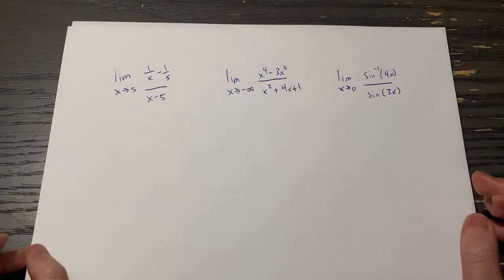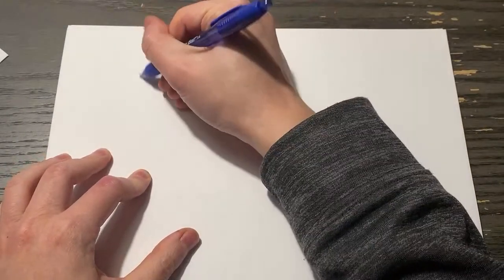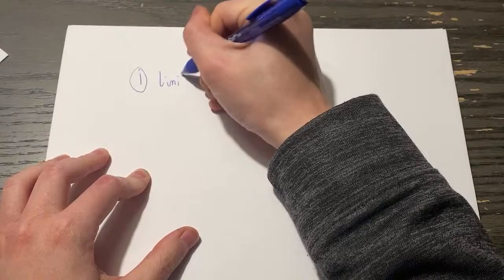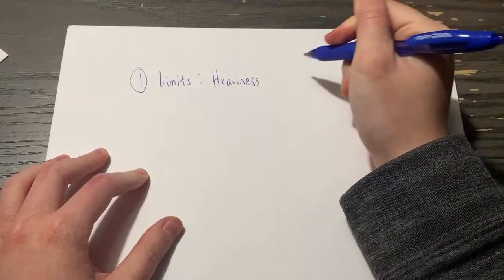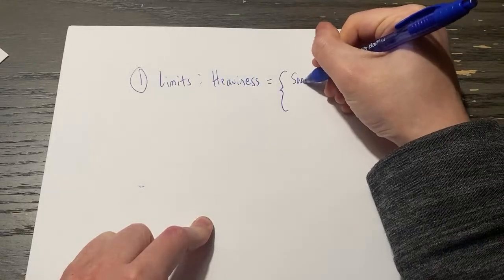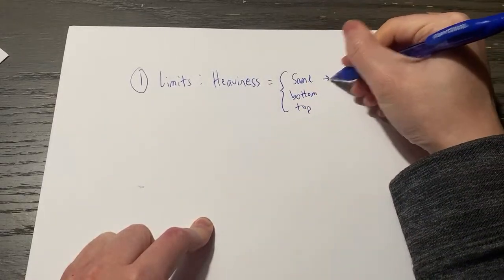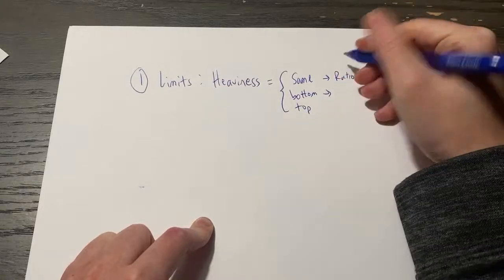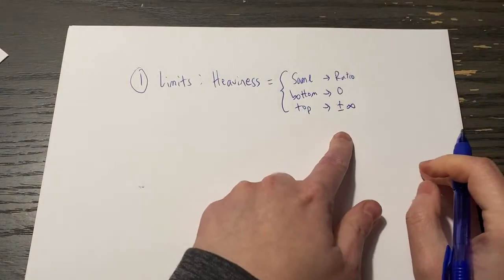I'm going to get started with these first 3 questions. Just keep in mind that, again, there's 3 ways to do limits. Maybe we should have started off with that, actually. So I'm going to write that real quick before we do these questions. The first way to do limits is heaviness. And when you have heaviness, there's 3 types: same heavy, top heavy, and bottom heavy, of course. So same, bottom, and top. Same is the ratio of the leading coefficients. Bottom heavy, the answer is 0, and top heavy, it will be plus or minus infinity. We have to determine between plus or minus infinity.